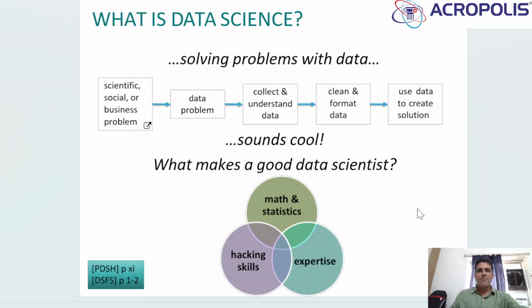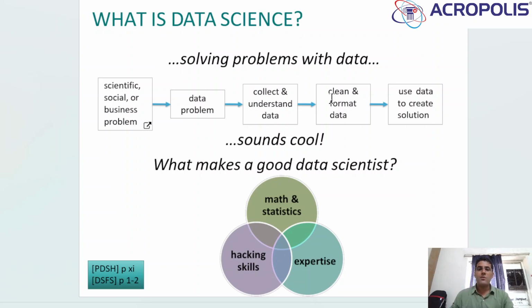After selecting the data problem, we are going to collect and understand what kind of data is required in order to solve that problem. Once we have the data with us, we will first do the EDA process, that is, normally we call it exploratory data analysis. We'll clean and format the data so that the data available to us can be used in order to create some sort of solutions. Isn't it? It sounds cool, right?